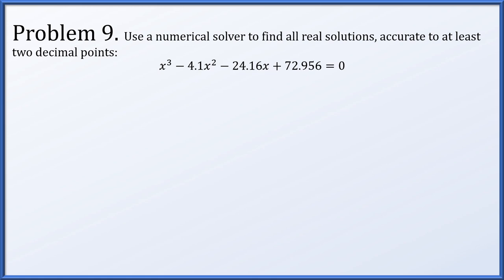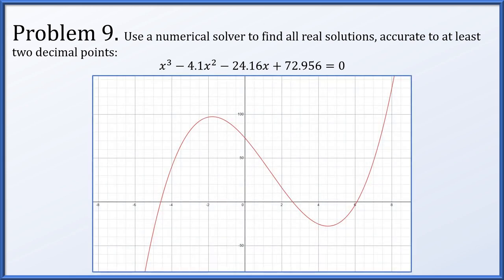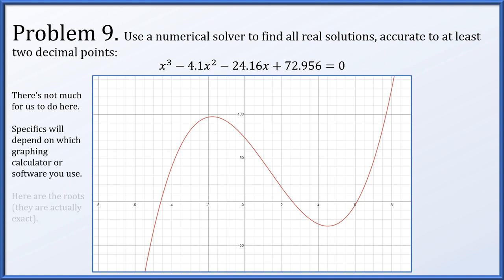In problem 9, we're simply asked using a numerical solver to find all the real solutions to this cubic equation. x cubed minus 4.1x squared minus 24.16x plus 72.956 equals 0. Here's a graph of this function, and there's not much for us to do here as a solution.